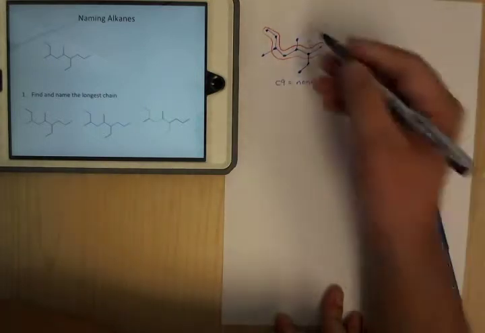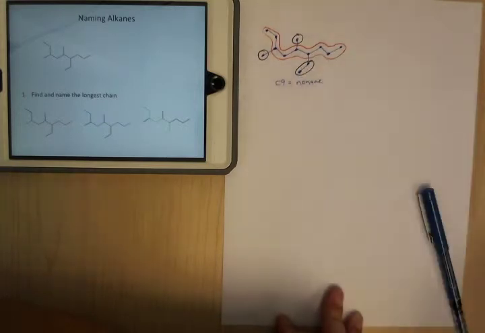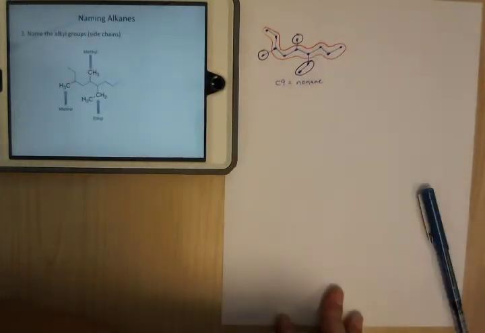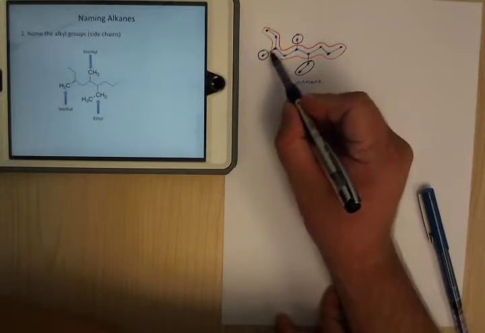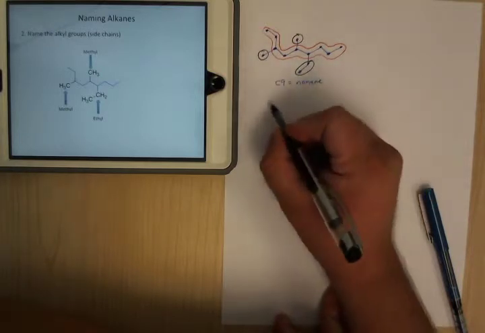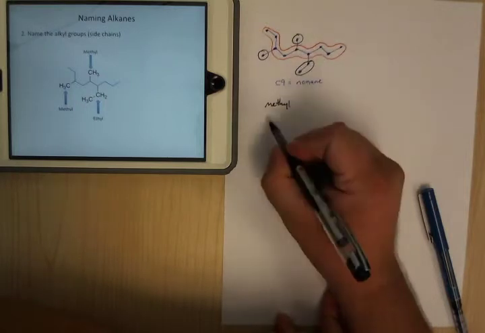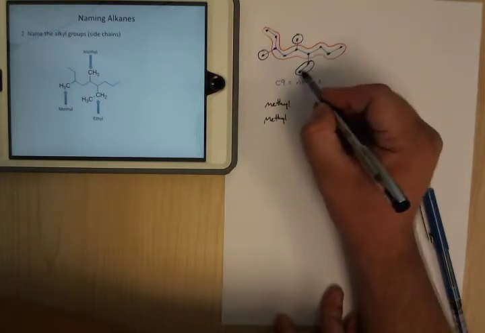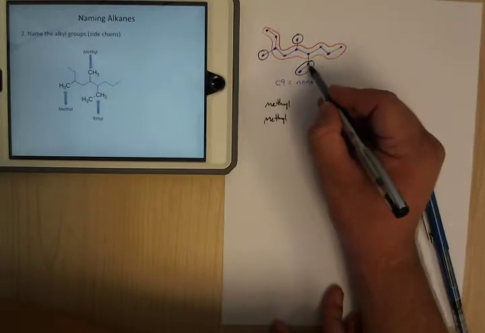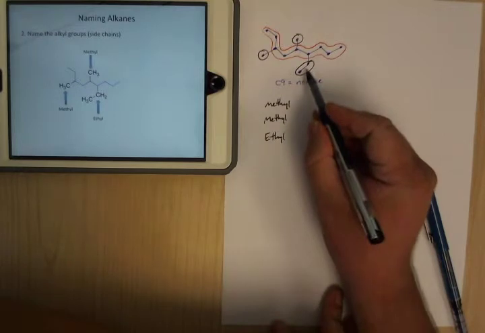Now we have to deal with this one, and these guys here. Okay, so this one here, it's 1 carbon long. You do not count that one. That is part of the nonane. It's just how many are off of there, right? So that's a methyl because it's 1 carbon long, right? This one's also 1 carbon long, right? And this one is 2 carbons long. Remember, you don't count that, you just count these 2, right? So this is an ethyl because it's 2 carbons long.